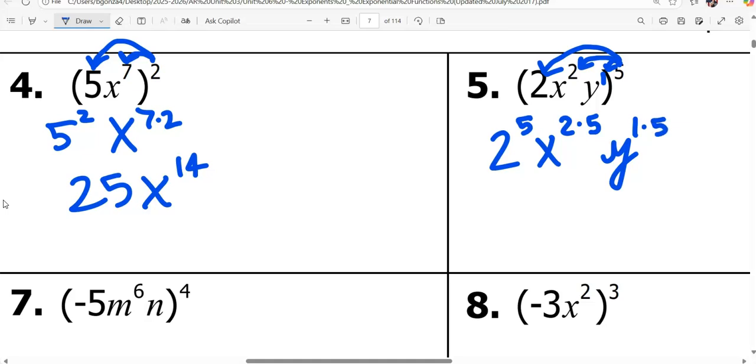Now this is where people mess up. Is everyone locked in? Look. 2 to the 5th power. Who thinks they know what it is? Don't say 10. Don't even think 10. It ain't 10.